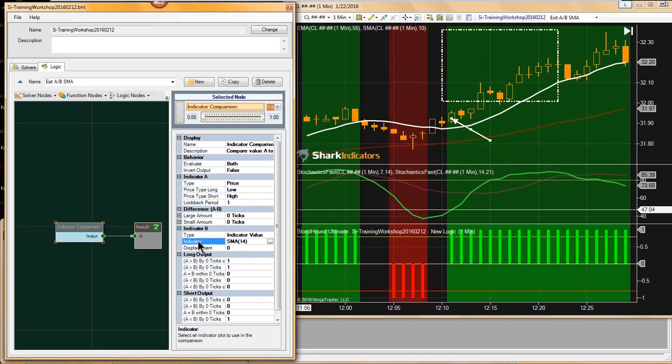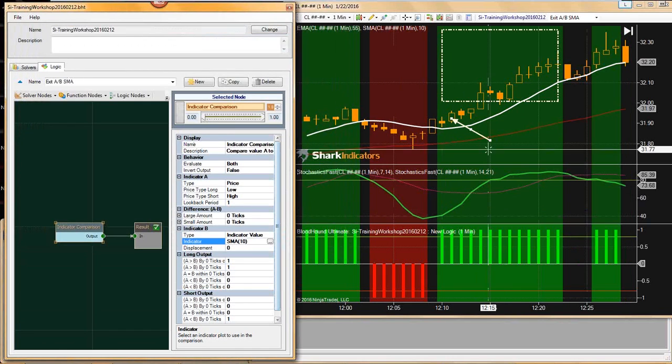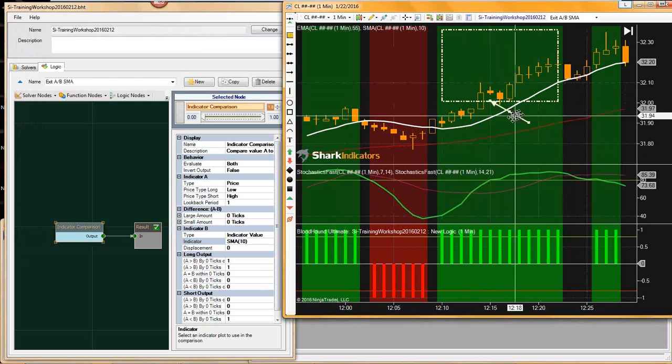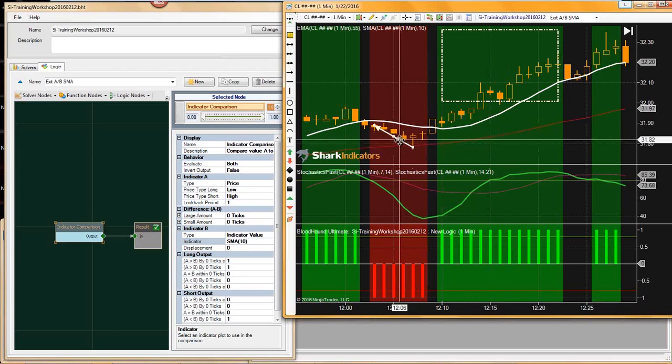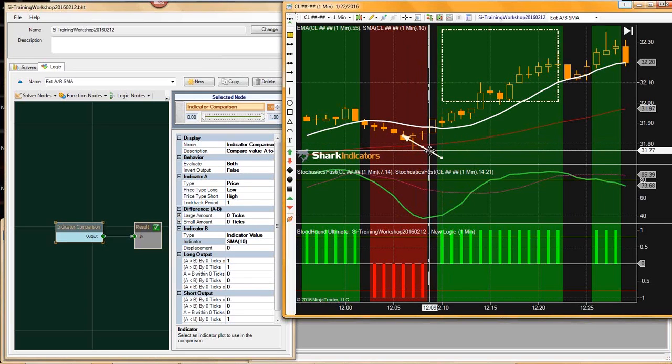Yeah, we're almost there. The other thing I need to do is, remember, I have an SMA 10 on my chart, so let me change this to an SMA 10, like so. So this long output, this long signal, will exit a short trade. And just the opposite is true. The short output here, the short signals, will exit a long trade. So that's it, done.